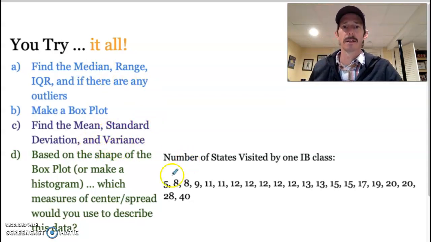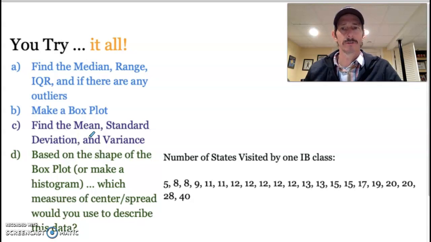So pause this, put this data in your calculator, and then take a look at these. We'll take a look at these one at a time. This may take you a few minutes, but that's all right. Get it done. Do it all in your calculator though, except for this last decision. You don't need to make your box plot by hand. You can, but you don't have to. I want you to practice using your calculator. Pause.